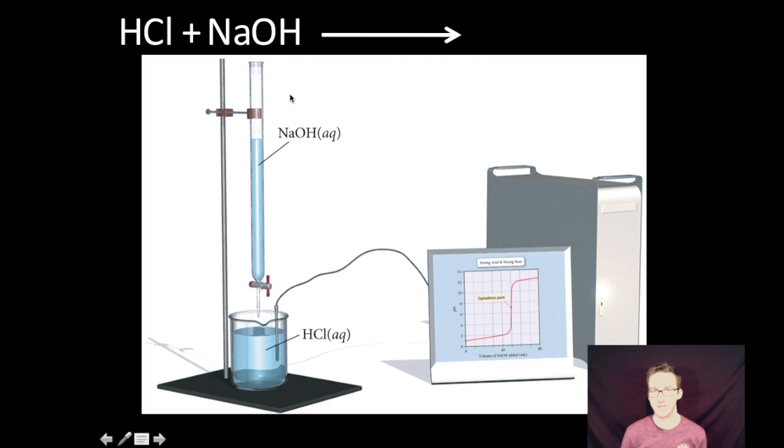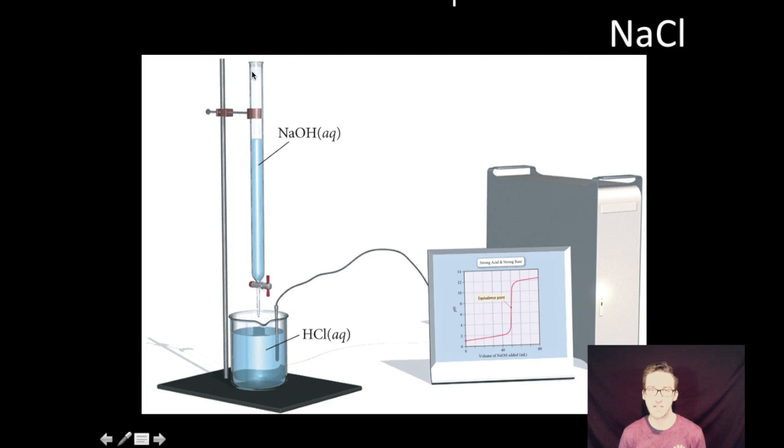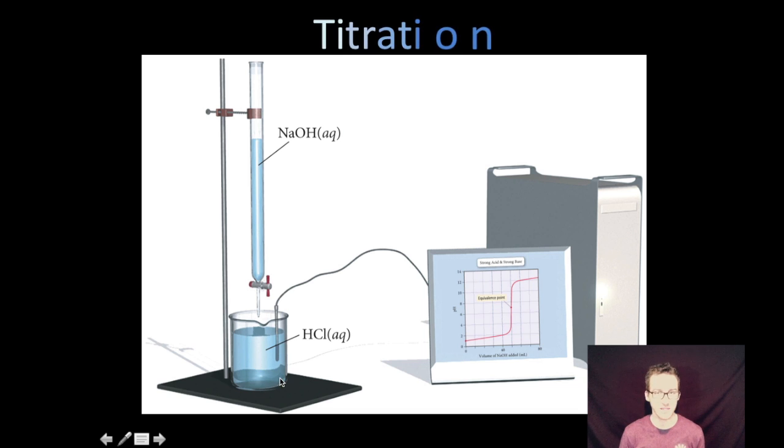Now, the setup for your titration many times looks like what you see on the screen. We'll have a burette for our titrant, we'll have a beaker or a flask for our analyte, or our substance of unknown concentration, and then generally we'll have a pH probe connected to some sort of data collection software to help us monitor what's going on with the pH as we carefully measure the amount of titrant that we add.